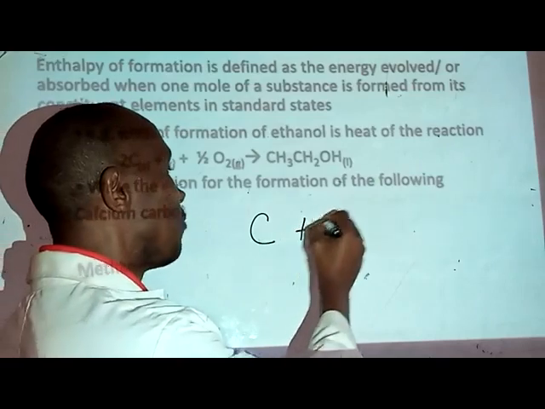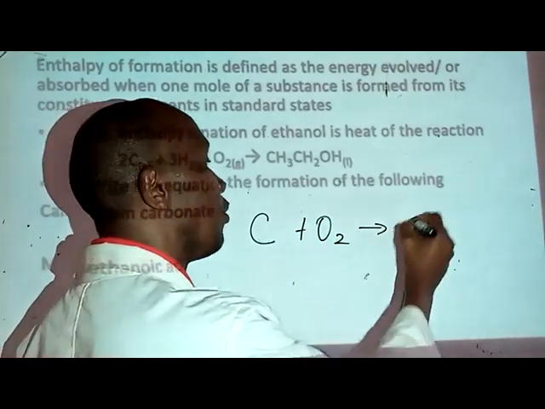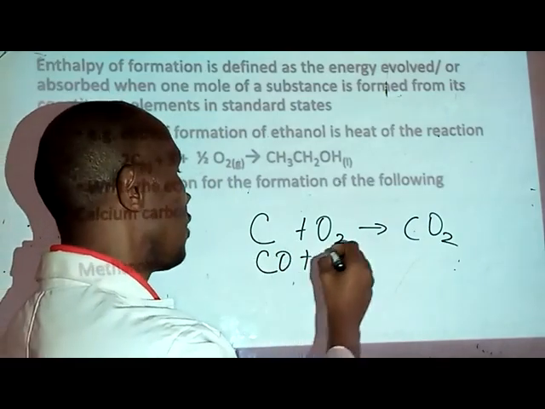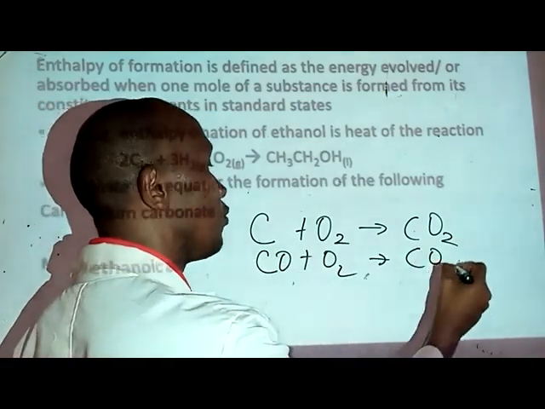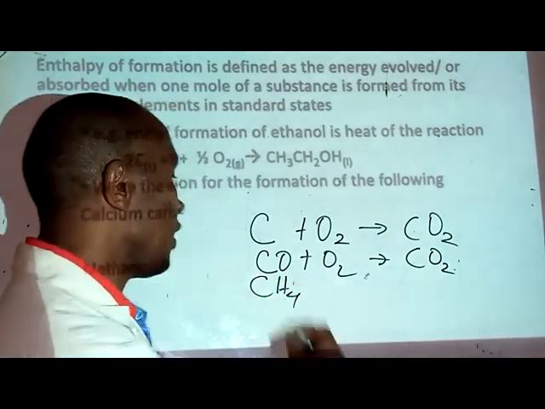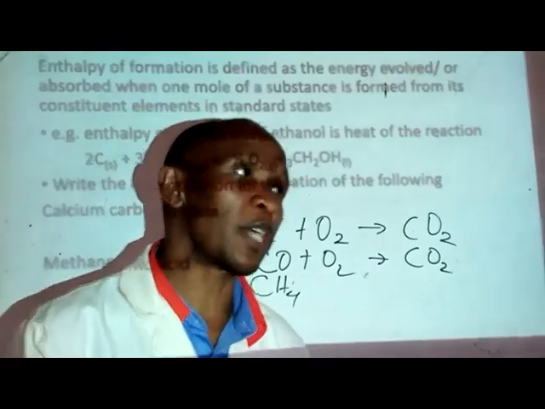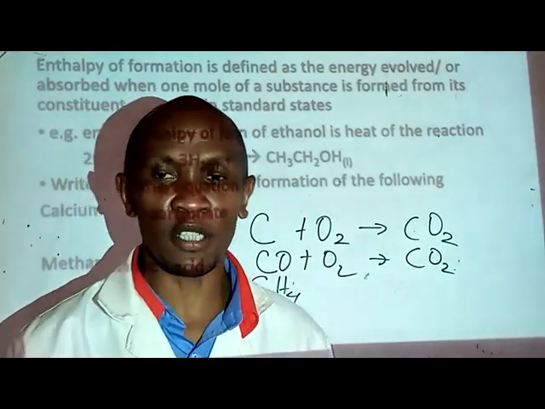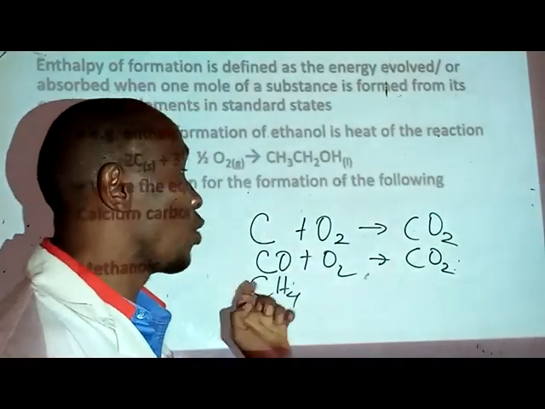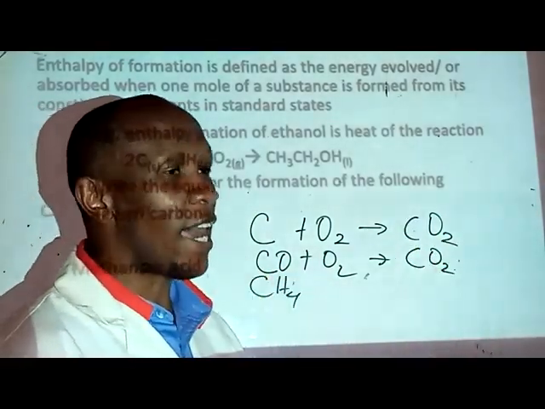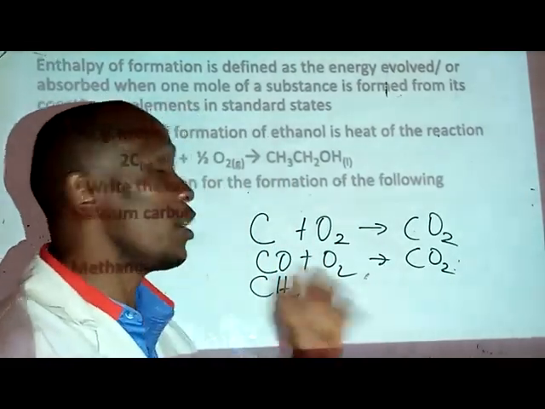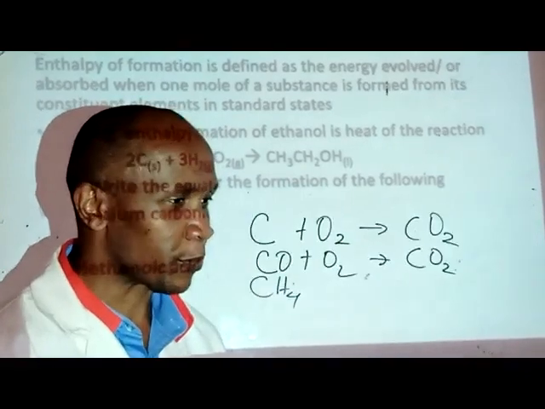I can react carbon with oxygen to give me carbon(IV) oxide. I can react carbon(II) oxide with oxygen to form carbon(IV) oxide. I can even burn methane and the other hydrocarbons to give me carbon(IV) oxide. So I want to give a definition that is going to exclude all others and leave me with only one of those equations to be the enthalpy of formation.